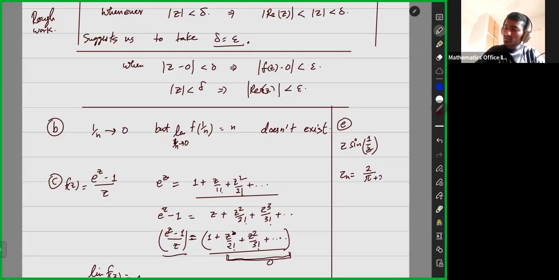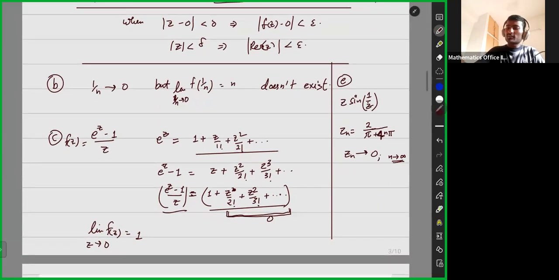Plus 2n pi. So we are dividing everywhere. So now you see it becomes 2 by (4n pi plus pi). From here it is clear that it goes to 0. Is this clear? Because in the denominator, n is going to infinity. n is becoming larger and larger.